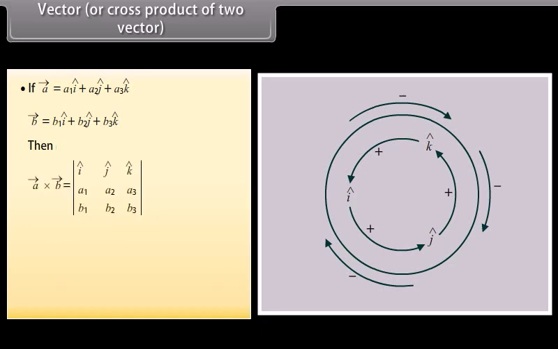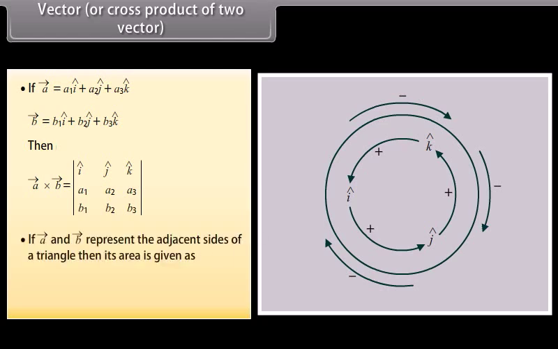Then the vector product of A and B is equal to the determinant of row-wise first row cap i, cap j, cap k, second row A1, A2, A3, third row B1, B2, B3. If vectors A and B represent the adjacent sides of a triangle, then its area is given as 1 upon 2 into the magnitude of the vector product of A and B.